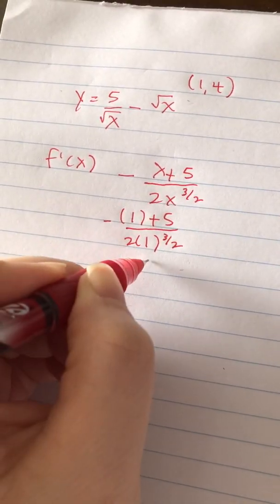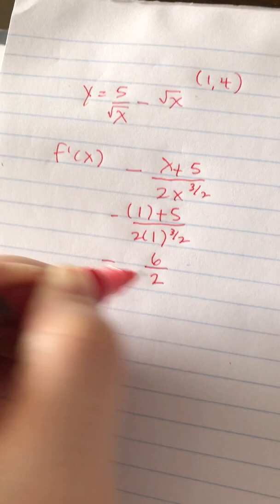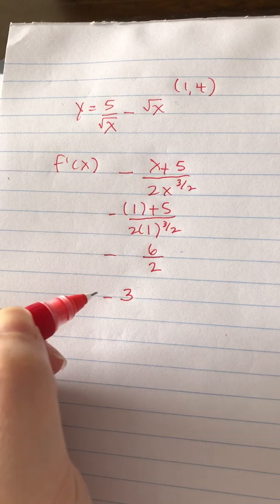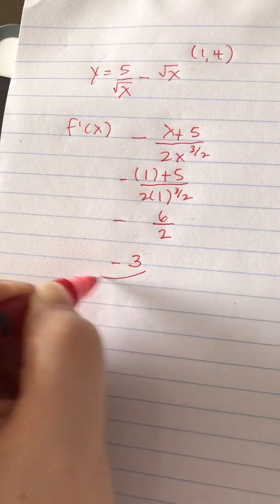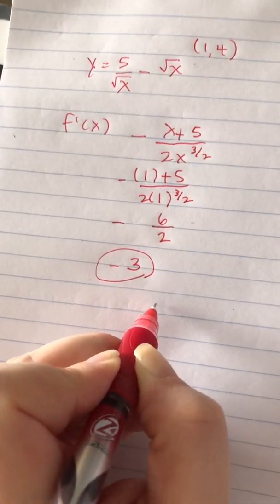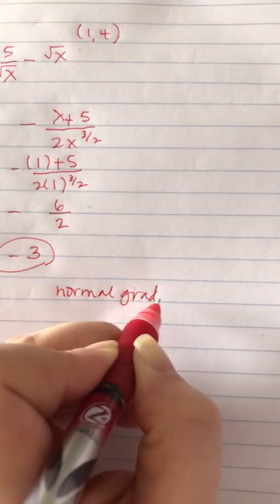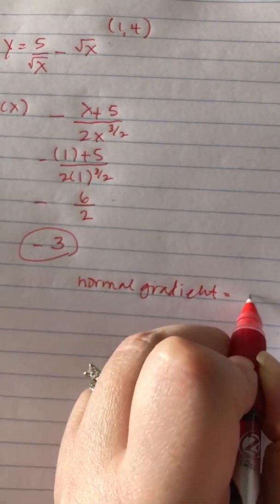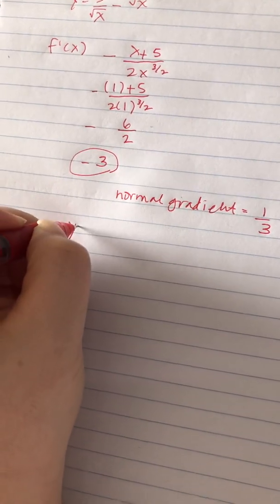And so we end up getting 6 over, this is 1, so 2 times 1 gives us 2. So we end up with a negative 3, okay? And so now we know that the normal gradient is negative 1 over this answer. So our normal gradient is equal to, and since this is a negative, when we put it over a negative 1, it's going to be a positive 1/3.